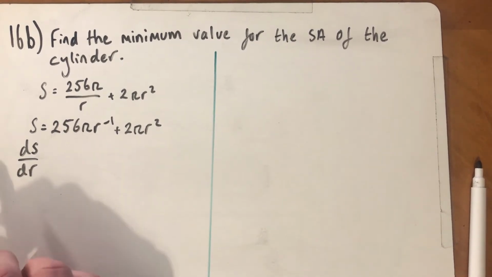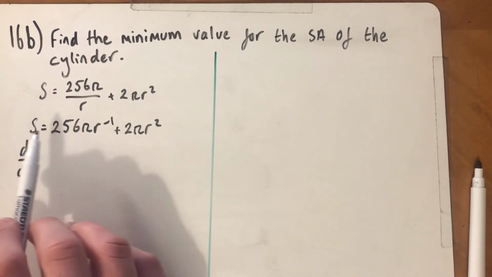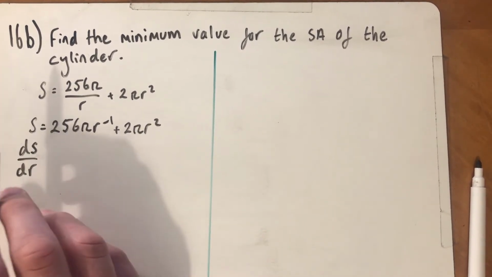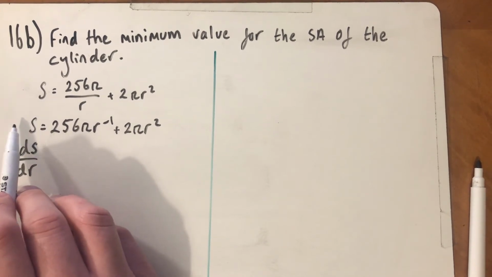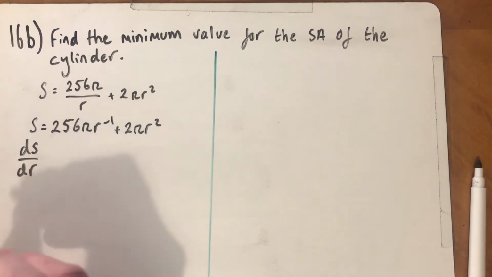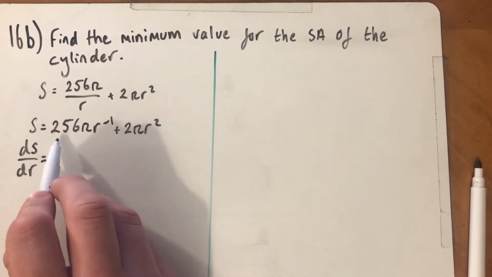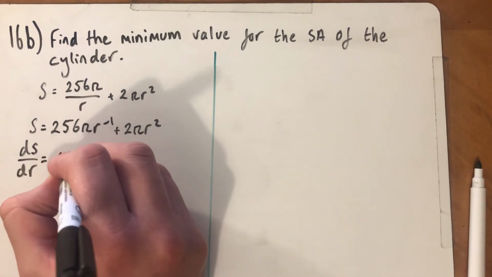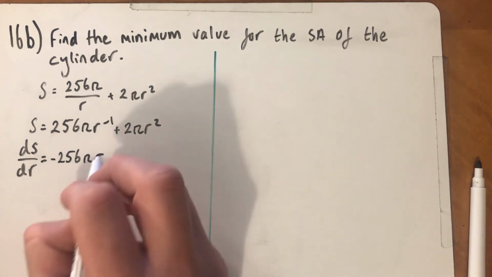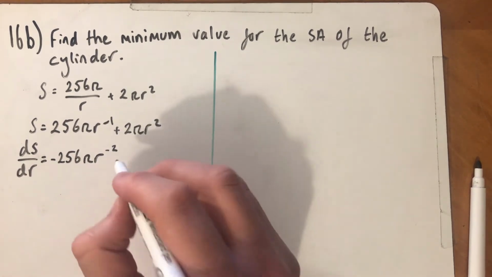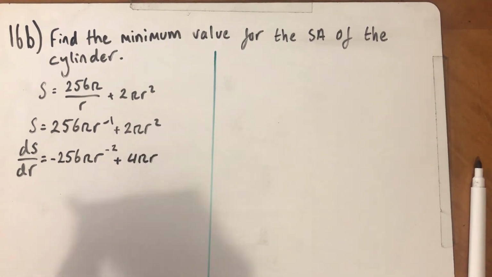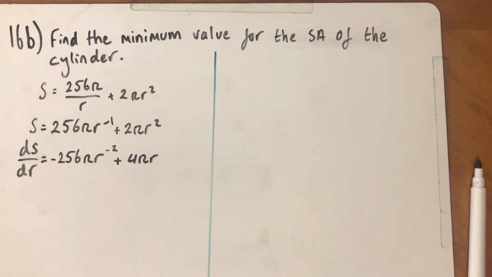A lot of people get confused when they don't have y in terms of x. Is it dr by ds? I always tell them d of whatever's on the left hand side over d of whatever's on the right hand side. So in this case it's ds by dr. Minus 1 times 256 is minus 256 pi r, and now we minus 1 from the power, so we get minus 2, plus 2 times 2 is 4 pi r, because we minus 1 from that power, we're left with just r.